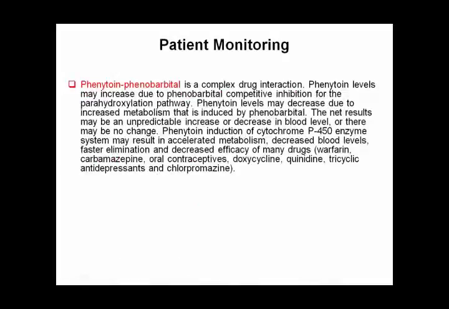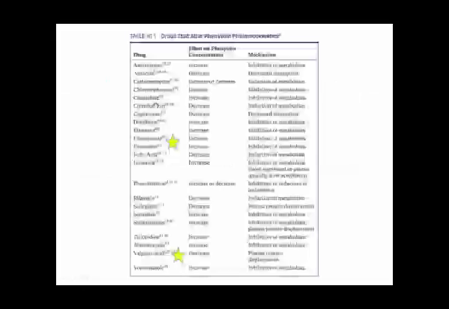Phenytoin with phenobarb is complex because the drug level may increase or decrease based on the timing of the interaction, and some clinicians reported that the metabolism is initially decreased, then later on is increased. So you want to look at this carefully. This is a list from the textbook on some of the drugs that interact with phenytoin.